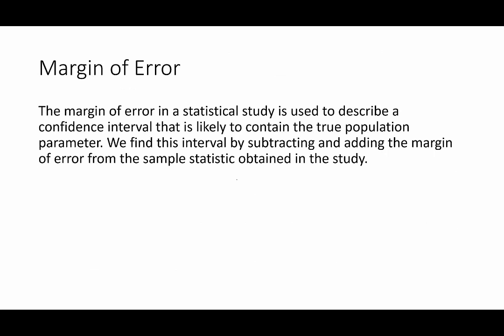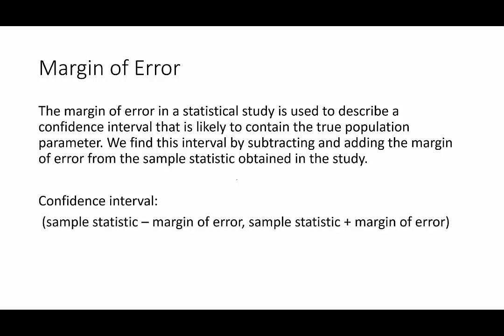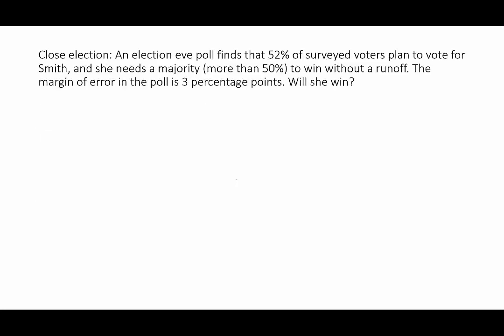Let's look at the formal definition of a margin of error. The margin of error in a statistical study is used to describe a confidence interval that is likely to contain the true population parameter. Remember, it's generally impossible to actually conduct a study on an entire population, so we're very dependent on the samples. We find this interval by subtracting and adding the margin of error from the sample statistic obtained in the study. So the confidence interval is the sample statistic minus the margin of error to the sample statistic plus the margin of error.